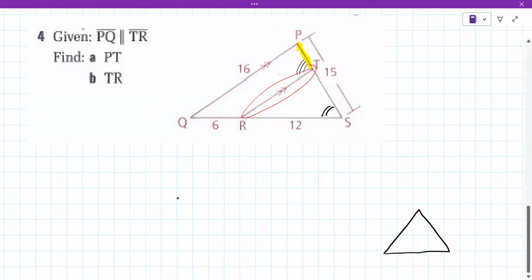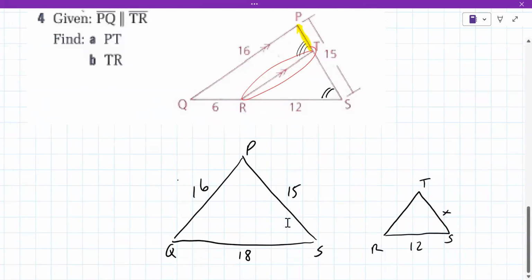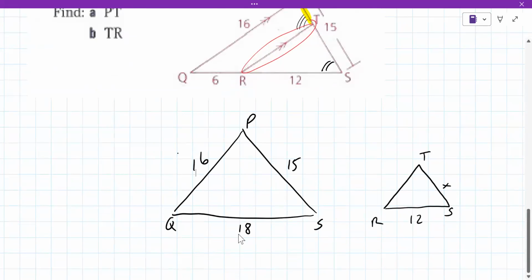Now, I like to do this. If we had been working the whole semester, I would have shown you right away that sometimes it's good to label things in terms of the big triangle and the little triangle. SQP. So this is 18, this is 15, and this is 16. The reason is it gives you a mapping: 12 goes to 18, x goes to 15, and TR goes to 16. Do you remember doing that?